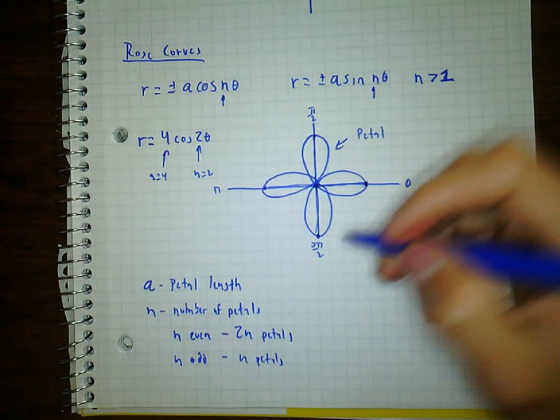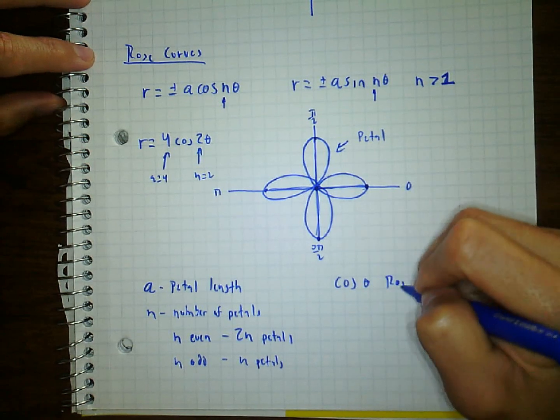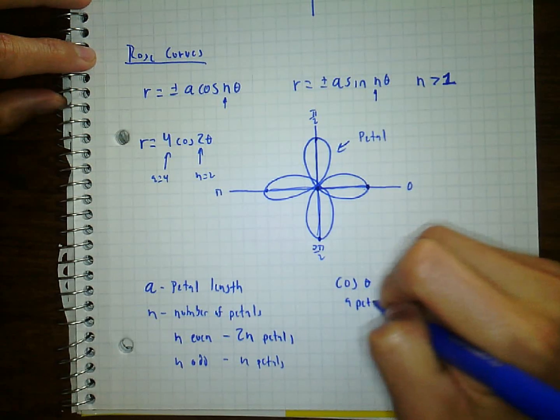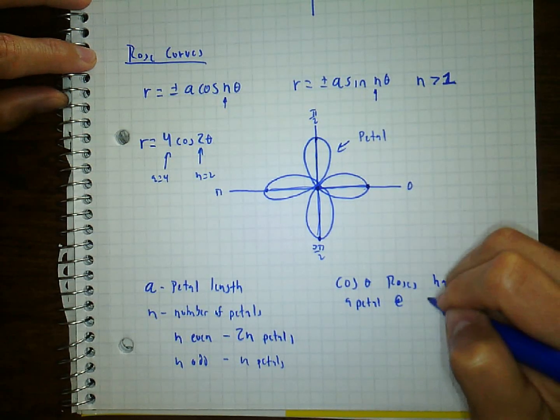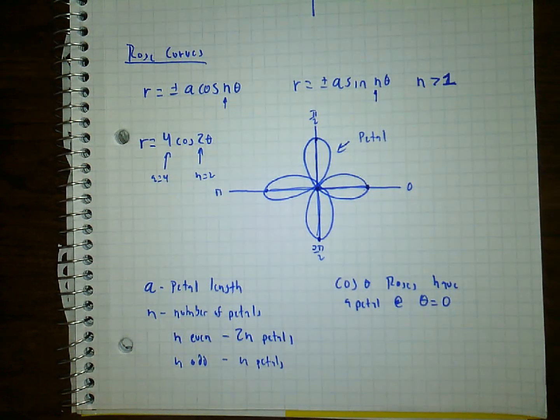Well, here's one trick that I can give you guys. All cosine roses have a petal at theta equals 0. Okay, always. So you will start there. So how can you make this kind of fast? Okay, so I'm going to show you some tricks here.